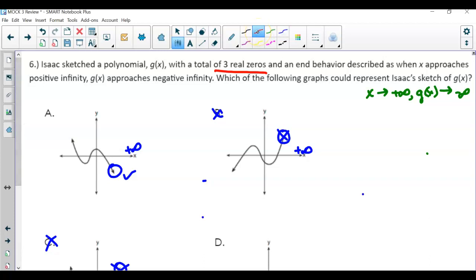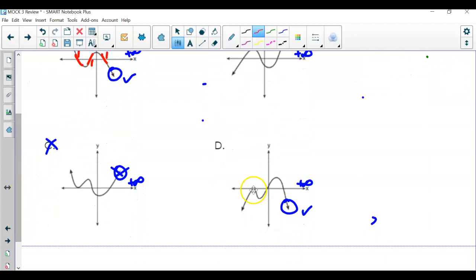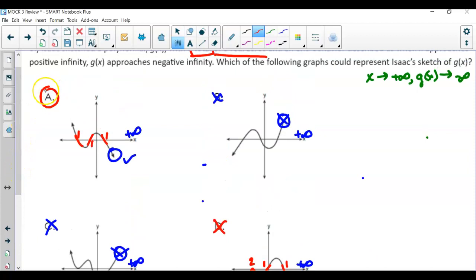So now I'm going to go back to the key here, total of 3 real zeros. Well, remember now, yes, I have 1, 2, 3, but each of these has a multiplicity of 1 because it's a slice, slice, slice. So that shows I have 3. But notice here we have a bounce, which is 2, slice, which is 1, slice, which is 1. So really, this actually has 4 total real zeros. So that's why the answer here is A.